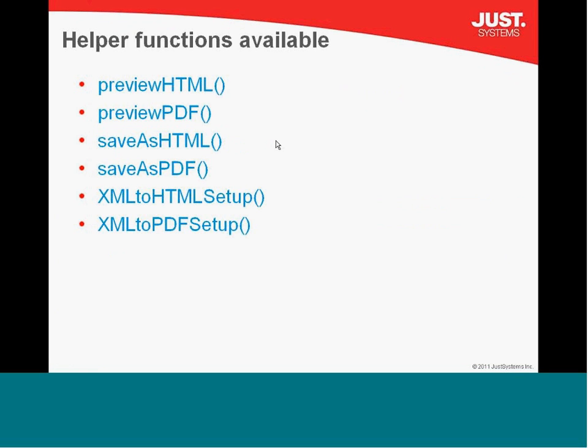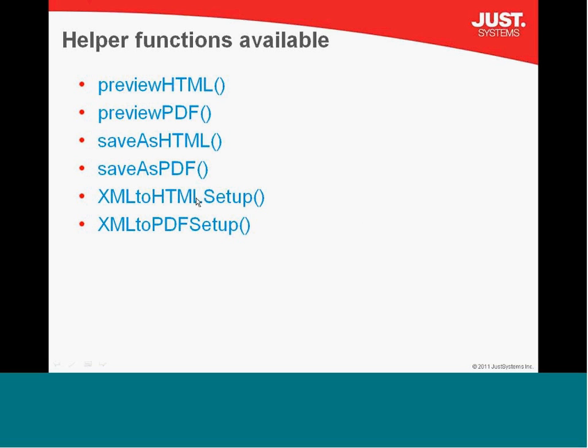Here's a rundown of the functions that are among those helper functions. We just used preview HTML. There's also a preview PDF, which will do the same thing with PDF output, and we'll do that shortly. There are also a couple of functions that let you do a save as HTML and PDF. This basically uses the same transformations that you have in the setup for page preview, but it will give you a prompt to do a save as, so you can save that HTML or PDF out to a file on your hard drive instead of simply having a temp file loaded in your browser.